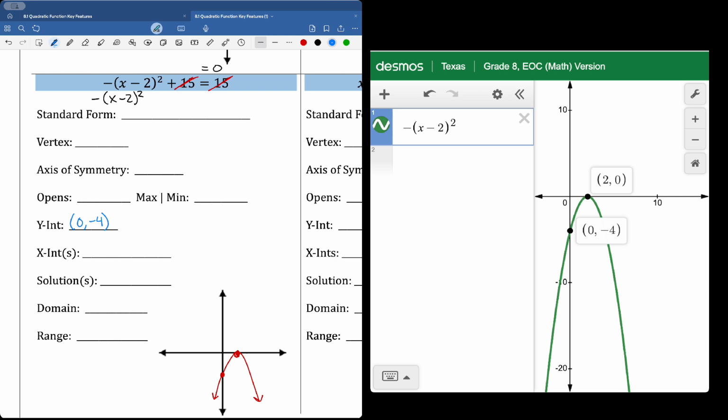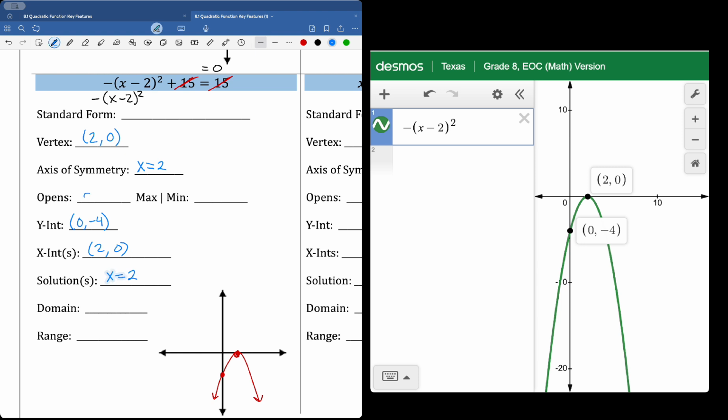Then we're going to have one solution. It's going to be at 2, 0. So x is equal to 2. The vertex is also going to be the same as the x-intercept, so it's at 2, 0. Our axis of symmetry is the x value of the vertex, so it's x equals 2, so it looks like it's the solution point as well.